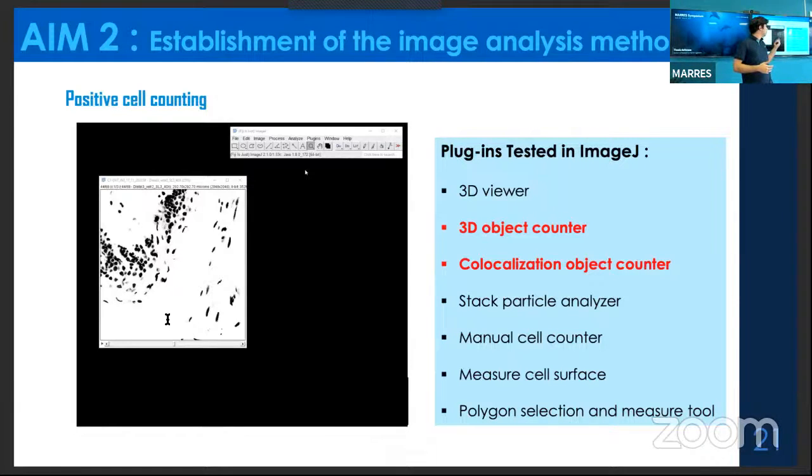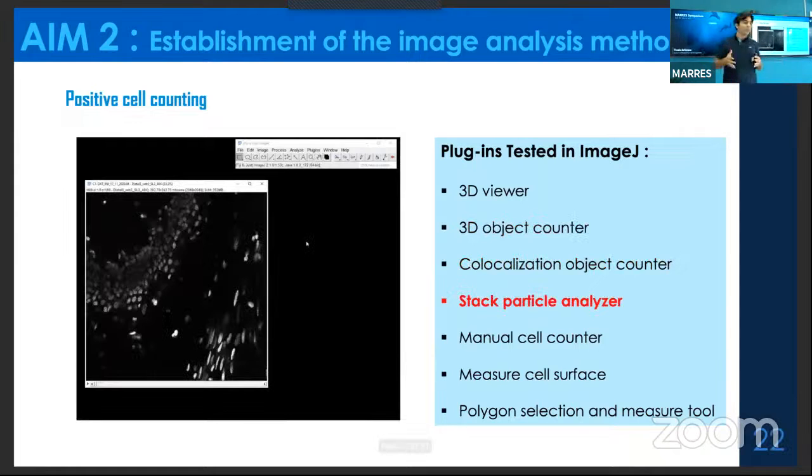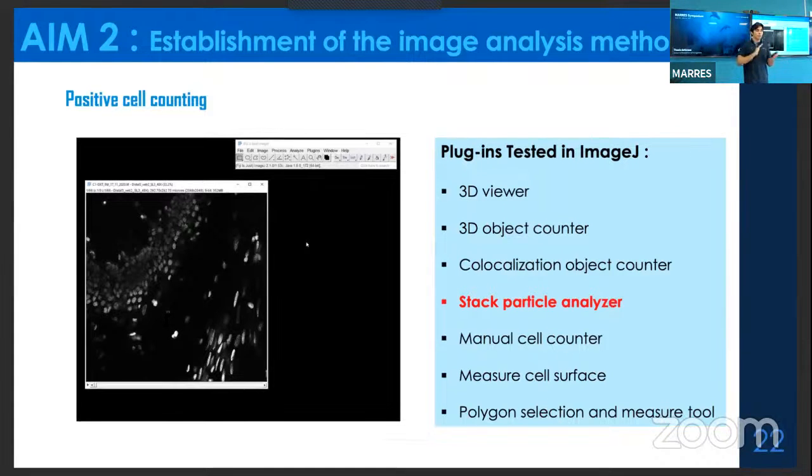Then the stack particle analyzer, which is another cell counter plugin, an automatic plugin that will count all the particles in the images. So in the image stack, it will count all the particles of each image, and there will be double counting of the cells with this plugin. But which was not the case with the previous plugins, as they were comparing the two adjacent images in order to see if the object was present in the 3D dimensions.